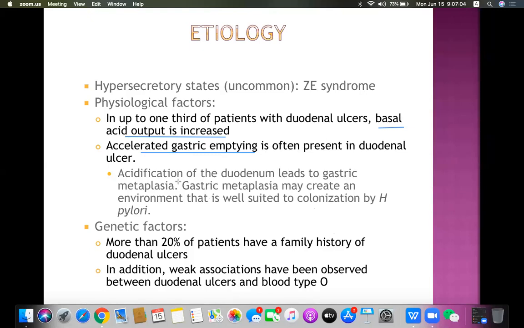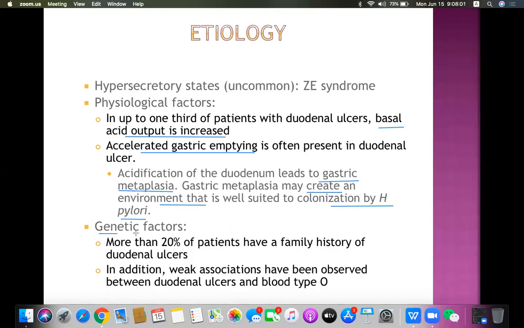Now that acidification of the duodenum leads to gastric metaplasia. We all know it is metaplasia, isn't it? The epithelium of the duodenum will change into gastric-like epithelium. When this happens, it will create an environment for colonization by Helicobacter pylori. Just a few slides ago, I explained this point to you. Now it is repeated again here. First, the acid will go towards the duodenum. There occurs gastric metaplasia. In that situation, Helicobacter pylori can cause infection because it can produce urease enzyme, and then ulceration can easily happen. This is a very important mechanism.